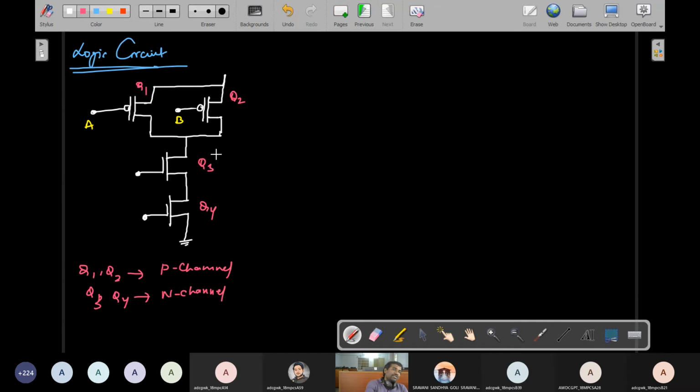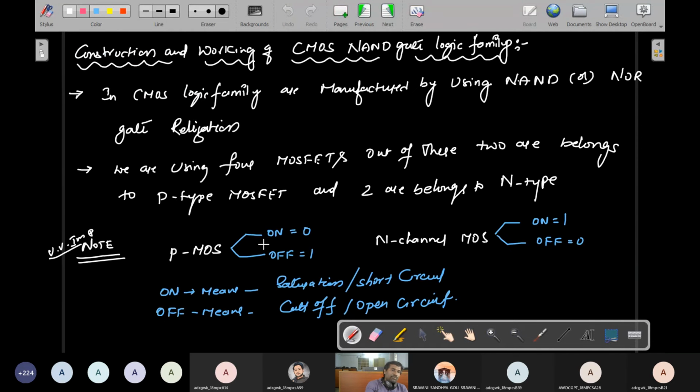Take a combination of 4 MOSFETs, whatever it may be, complementary or ordinary. You need not worry about the complementary or ordinary situation. Simply, these are 4 MOSFETs only. Out of these 4 MOSFETs, these 2 belong to the same channel, p-type material, and these 2 belong to n-type material. So remember this point, very important.